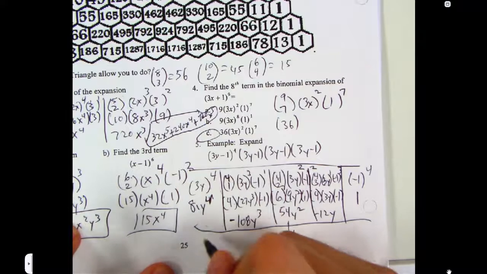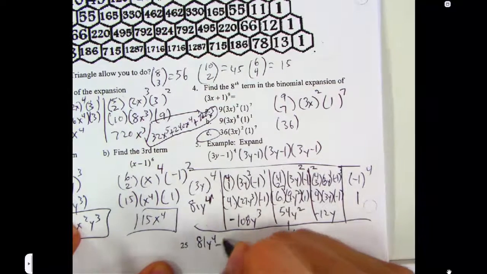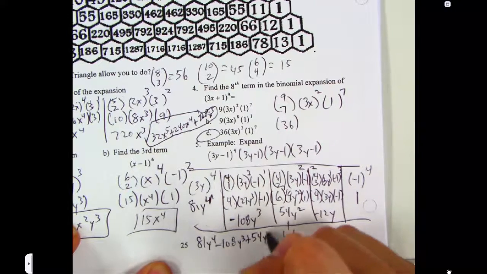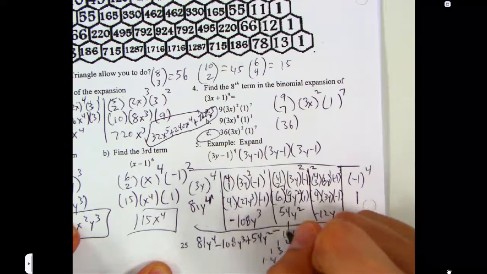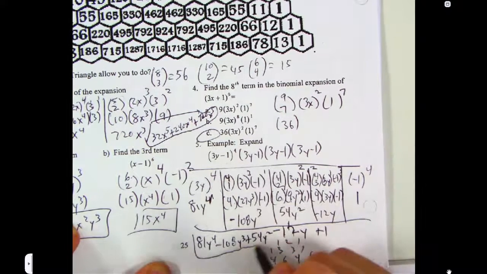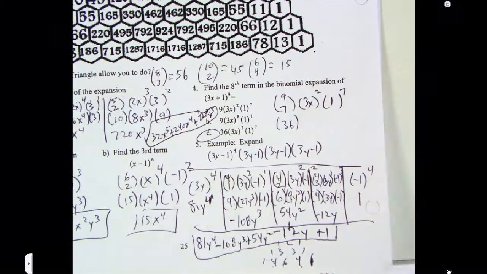So let's go ahead and write our answer. 81 y to the fourth minus 108 y to the third plus 54 y squared minus 12y plus 1. That's your answer. So if you were to multiply it out 4 times, that's what you get. Any questions?